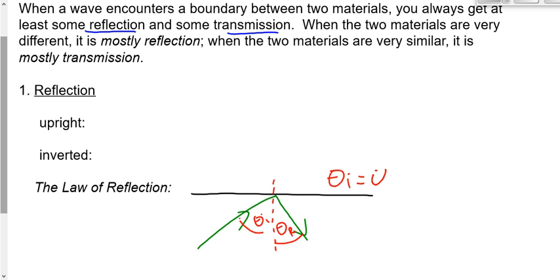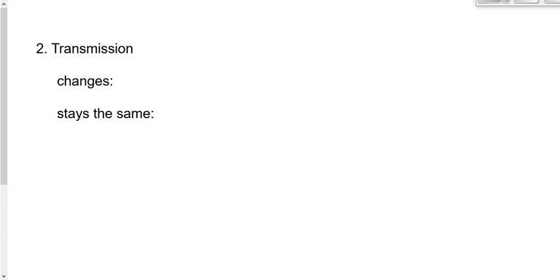Is equal to the angle of reflection, which we could call theta 2 as well, as measured from the normal line, or that line that's drawn at 90 degrees to the boundary. Well, next we talked about transmission, the part of the wave that keeps going.